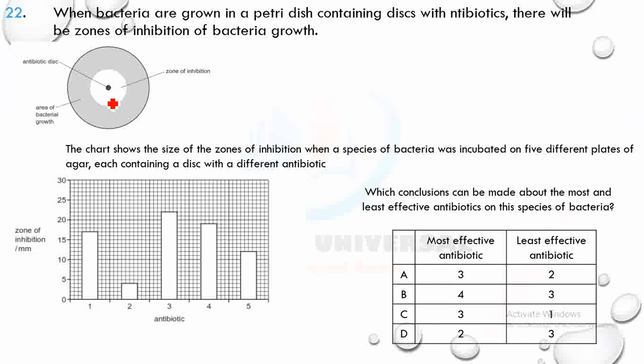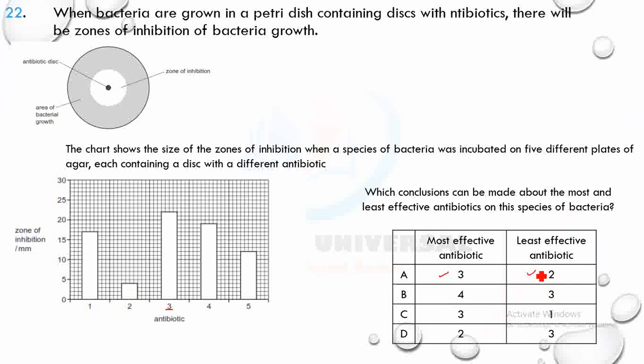Remember, bacteria does not grow here. So the wider this area, the zone of inhibition, the more effective. The one that has the widest is 3, so 3 is the most effective. The least effective is 2. So A is the answer.